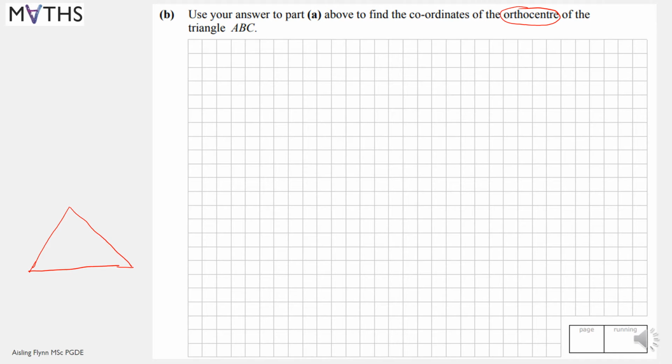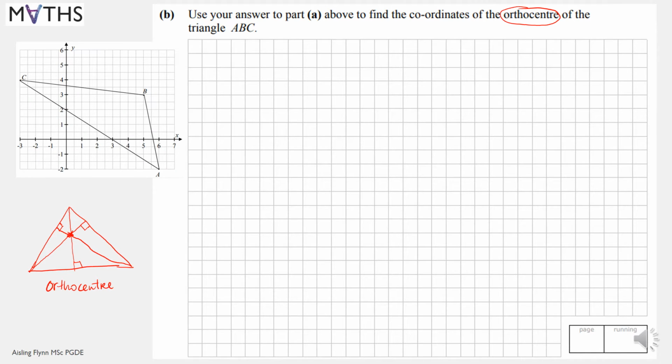the prefix ortho refers to orthogonal or perpendicular. In the previous question we saw a perpendicular from one point to the opposite side. If this process is repeated from each point to the opposite side, drawing lines perpendicular at 90 degrees to the opposite sides, then they should all cross at a single point, and this is known as the orthocenter.